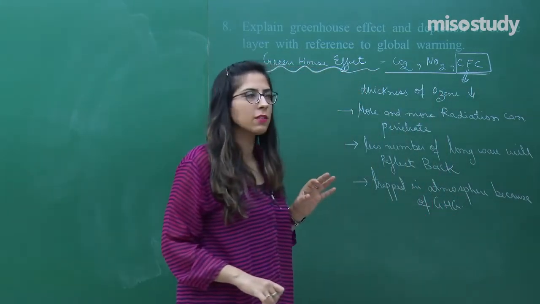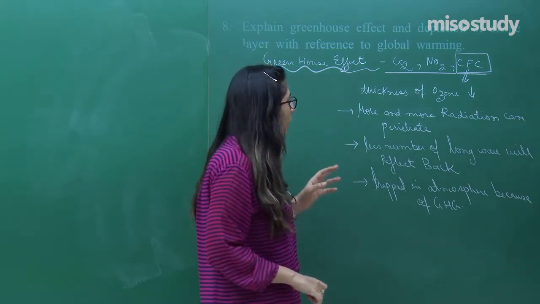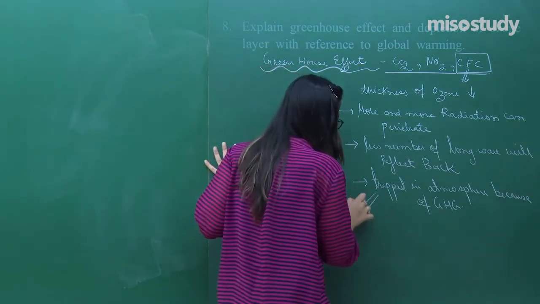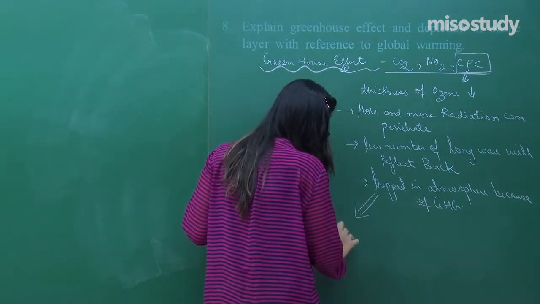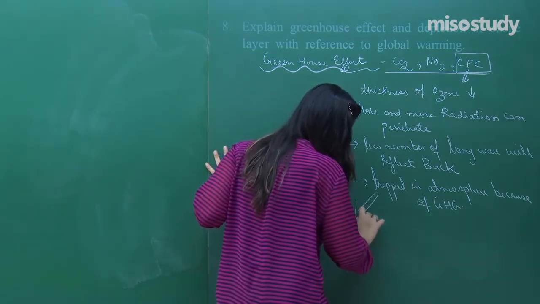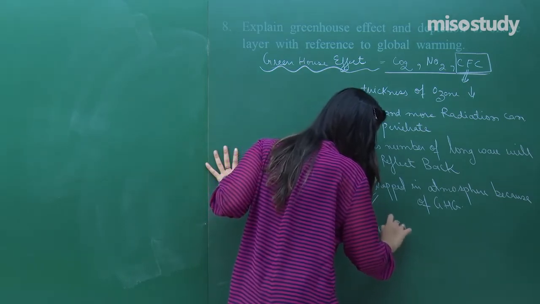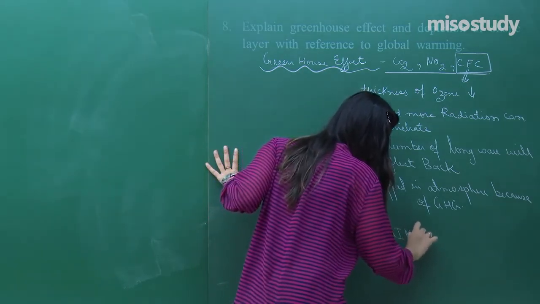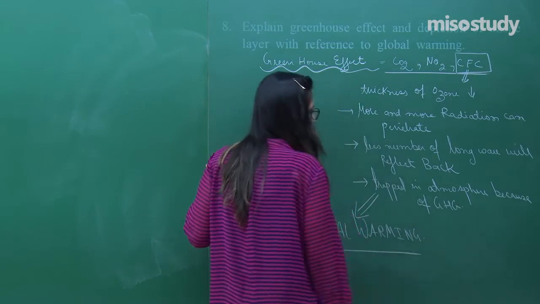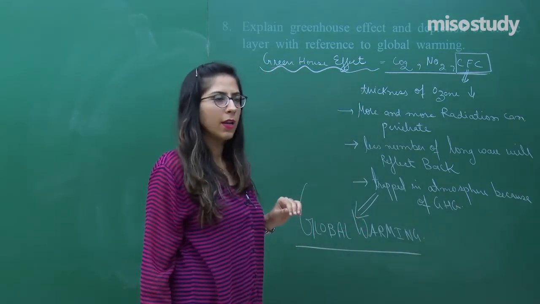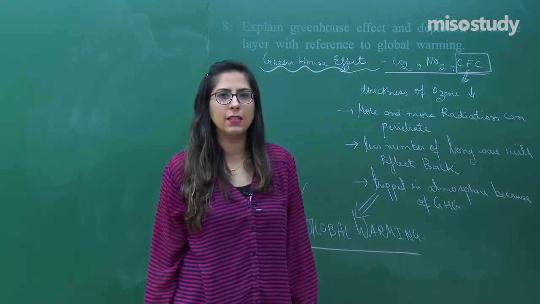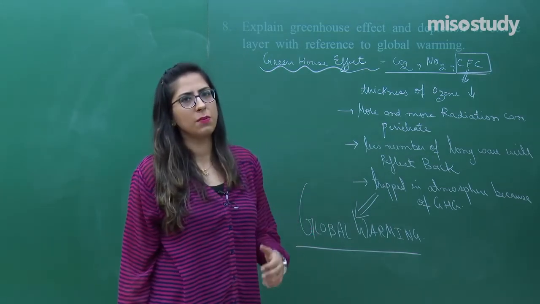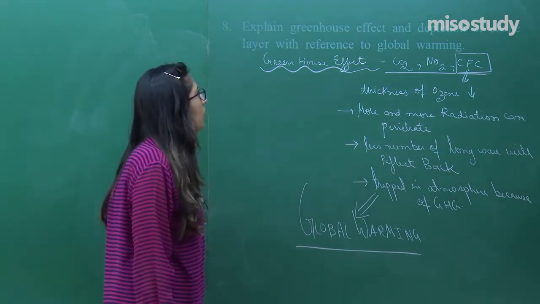Because of greenhouse gases, this will further lead to one major issue which we are facing today, which is global warming, right? That means the overall temperature of Earth has increased. A drastic increase in the temperature is there. That is called global warming.